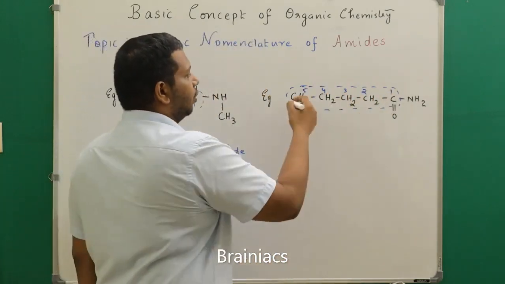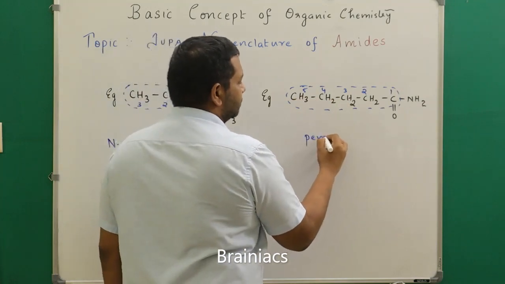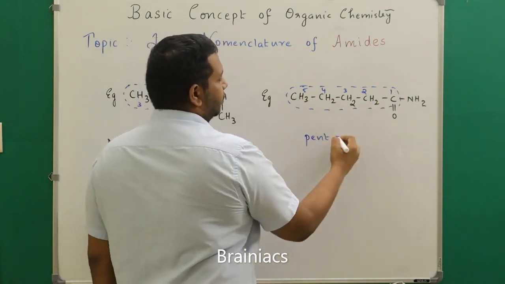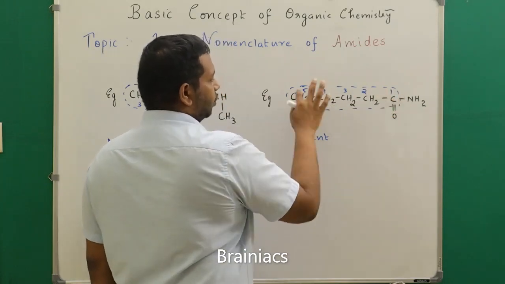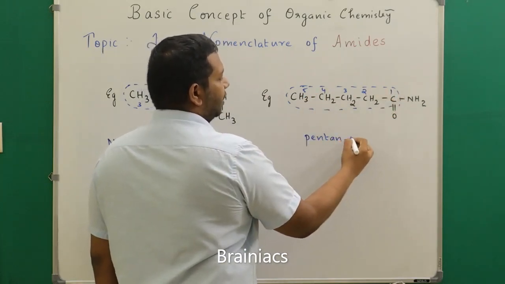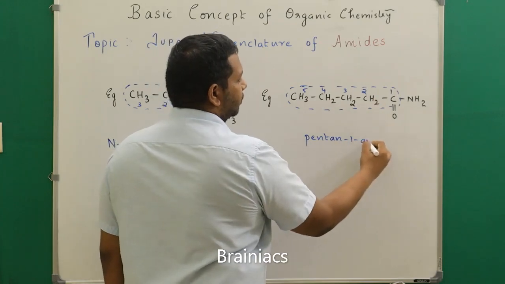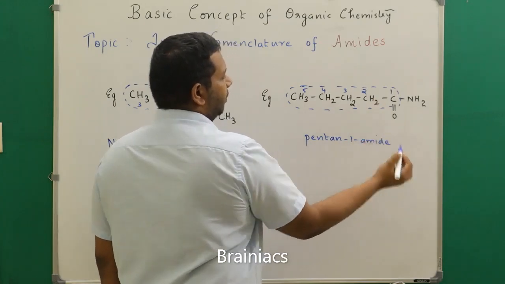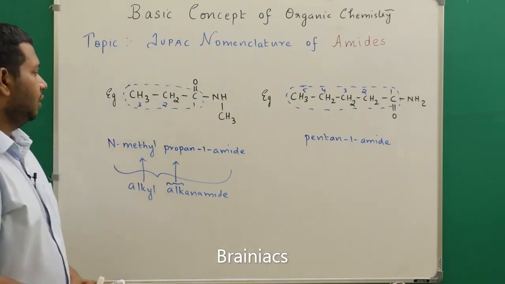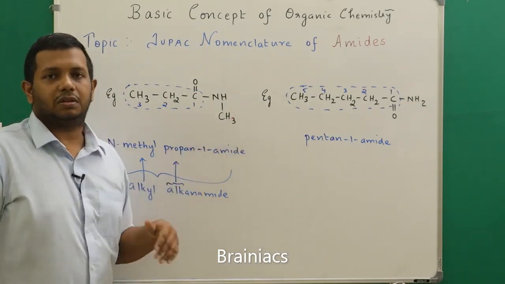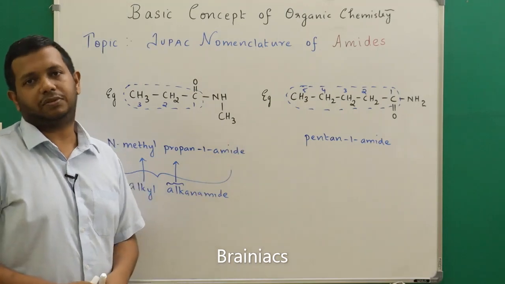So word root, how many are there? Pent. Correct? Then all are linked through single bond. So we say pentan. First position we have amide. So pentan-1-amide or pentanamide. Both are correct. Okay. So I hope you understood the concept. Now we will go to 2 more examples.